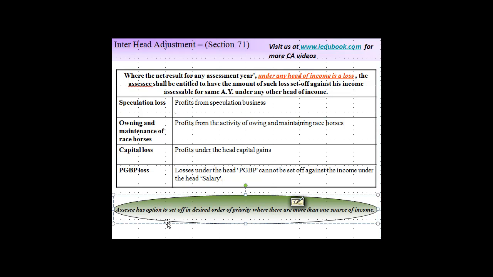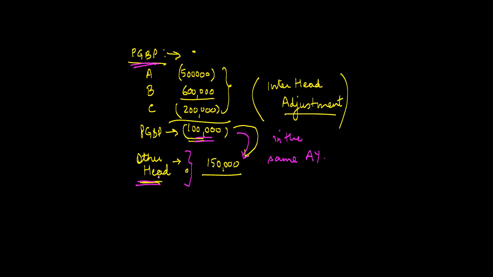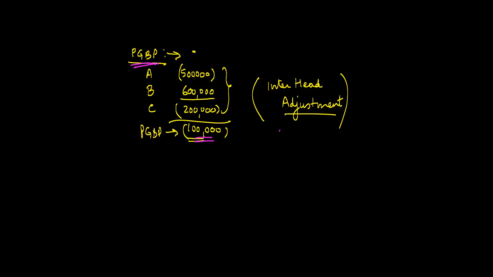Now let's see the last line. The last line basically says that the assessee has an option to set off in desired order of priority where there are more than one sources of income. Now what does this mean? Let's say you had a loss under the head PGBP. Let's say under source 1 there is a profit of 50,000. Under source 2 you have a profit of 100,000. When I say source, I mean the head of income.